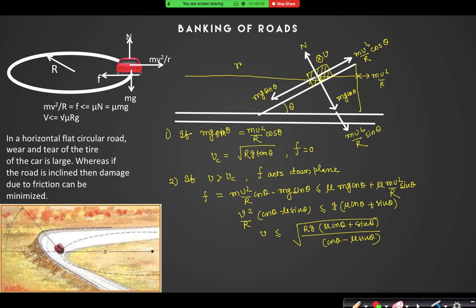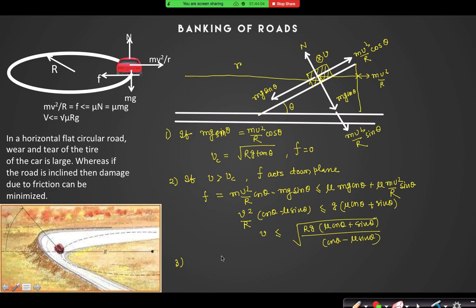Sir, it will be minus above and plus below. Mu cos theta minus sin theta by cos theta plus mu sin theta. Yes, sir. The term means mu cos theta minus sin theta by cos theta plus mu sin theta. Yes. So you can find that value.